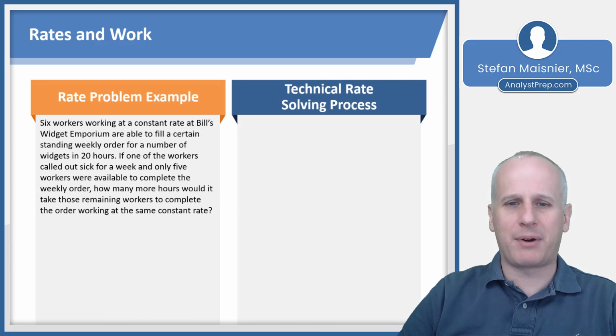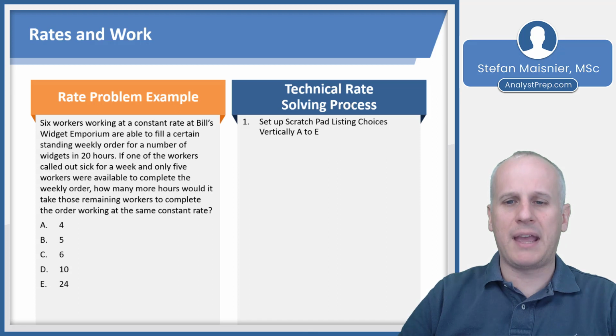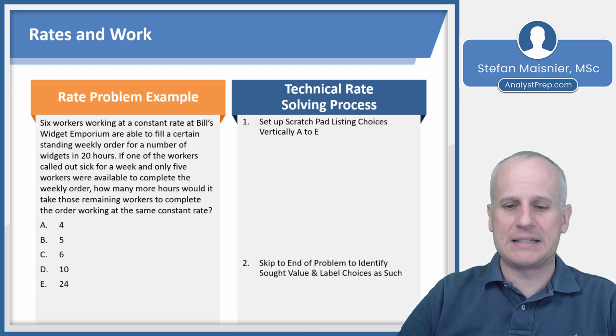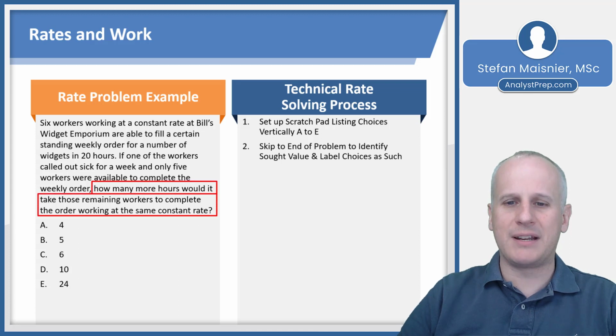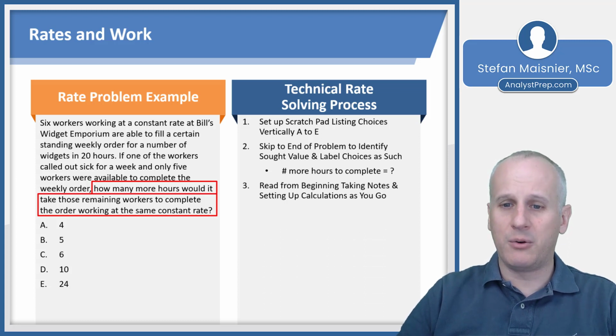So we've got a rate problem example here. We're going to set up the scratchpad as we do for every problem, and we just list A through E, and we probably include the simple numbers in this instance. Then we skip to the end of the problem to identify our sought value, and we label the choices. So we've got how many more hours would it take those remaining workers to complete the order working at the same constant rate? Okay, so we know we're being asked for how many more hours to complete, so we read from the beginning, taking notes and setting up calculations as we go.